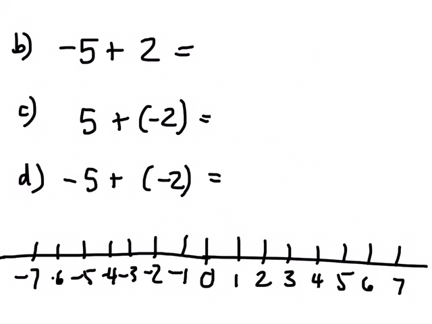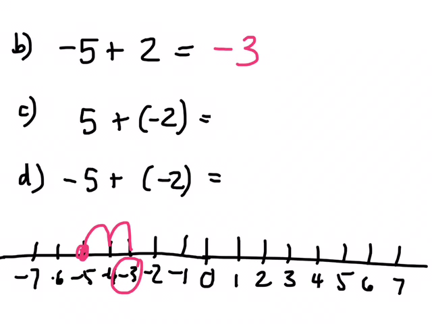Okay, so for example B, -5 plus 2. So once again, where would we start on the number line? Start at -5 and we're adding. It's increasing by 2, +2. So am I gonna move left or right? Right, how many? Twice. So we end up at -3.